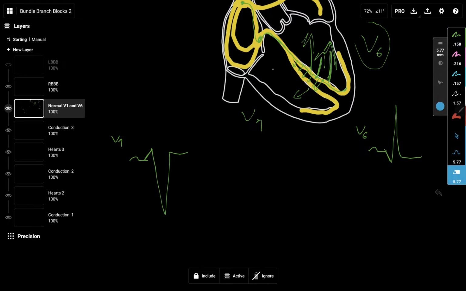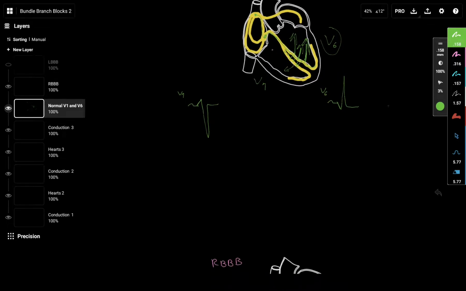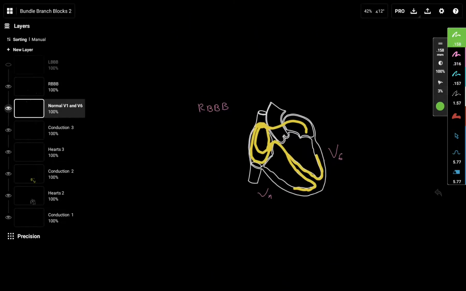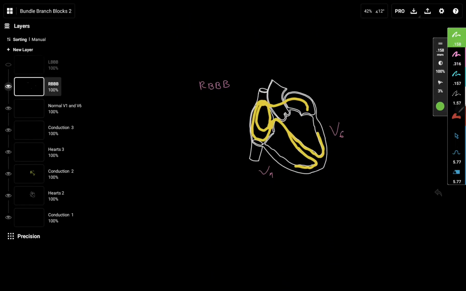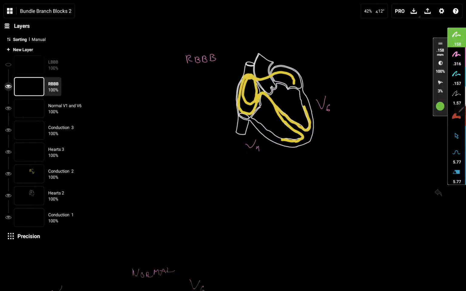So I tell you what, let's rectify this now. Here we go. So it's not as broad as that. It's nice and narrow. Here we go. This would be my normal V1 and normal V6. Okay, so moving on. What would happen then during my right bundle block?